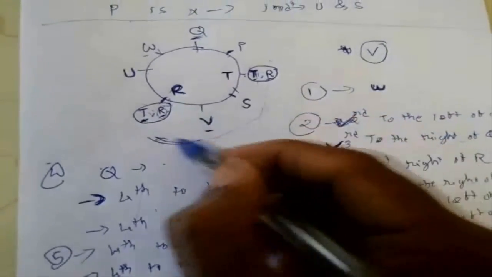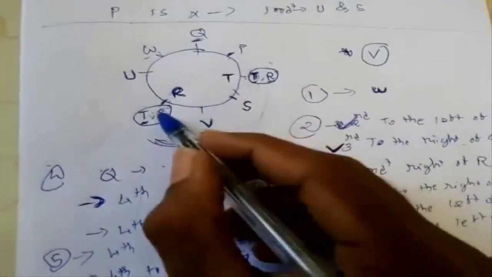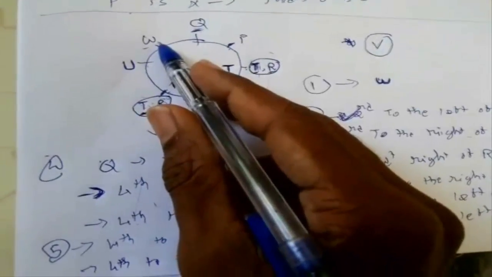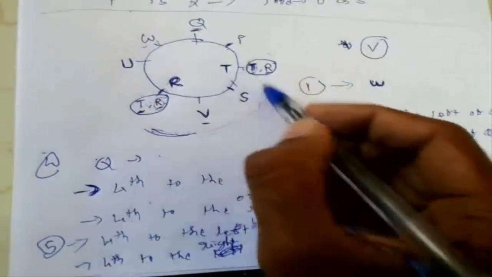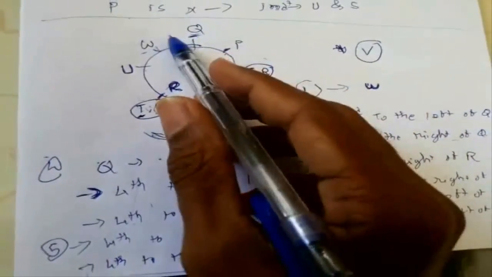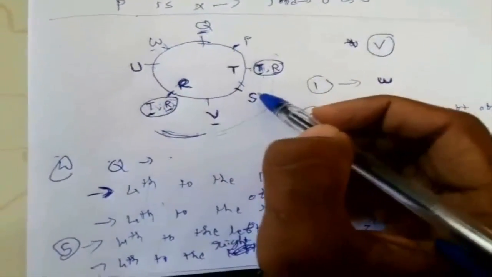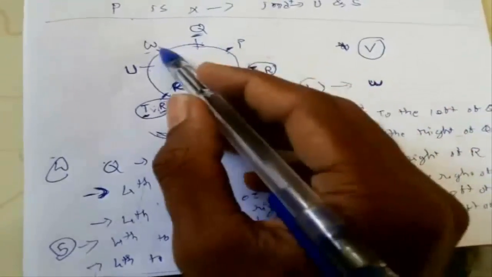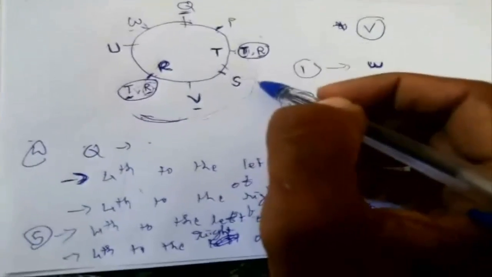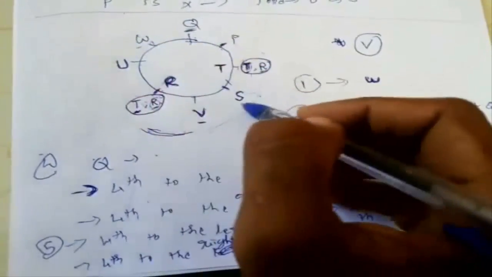So if you move in a clockwise direction from S, it will be 1, 2, 3, 4, fourth to the left of S. And if you move in an anti-clockwise direction, anti-clockwise means right direction, it will be 1, 2, 3, 4. So W will be fourth to the right of S. So in this way we have found out the place of W with respect to S, the two possibilities.